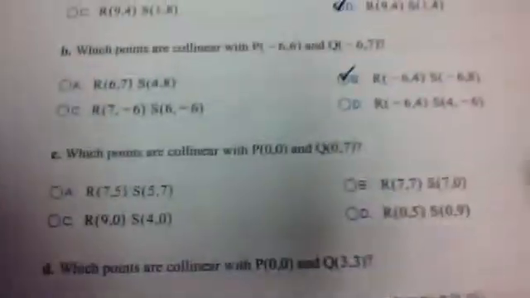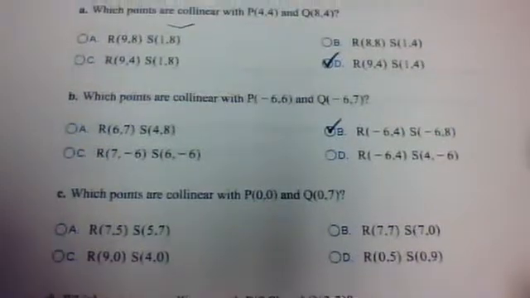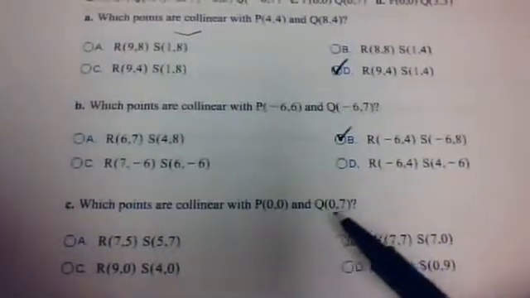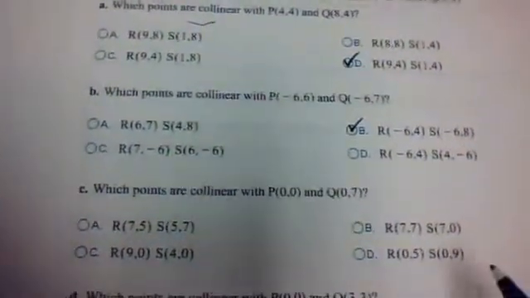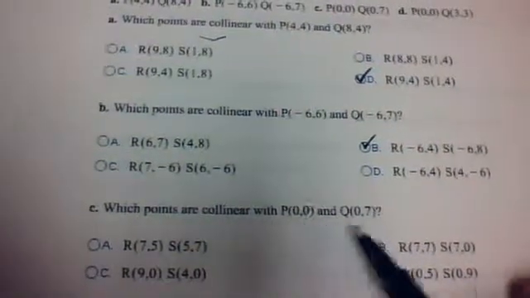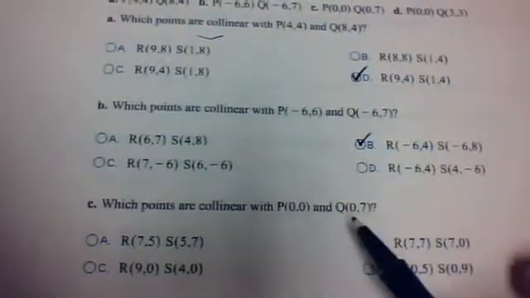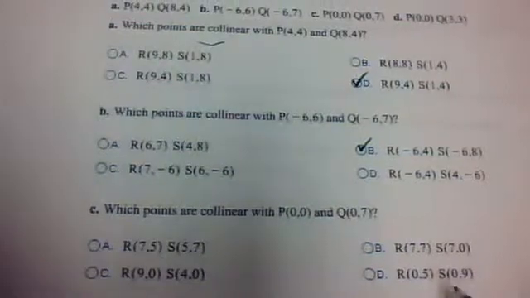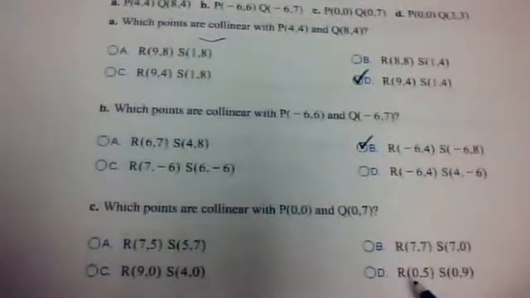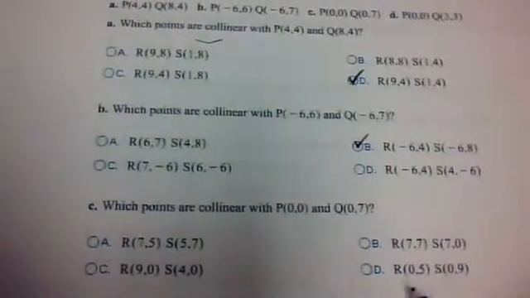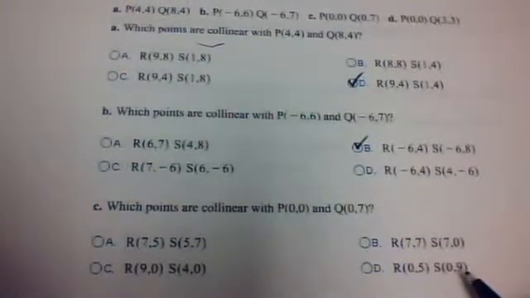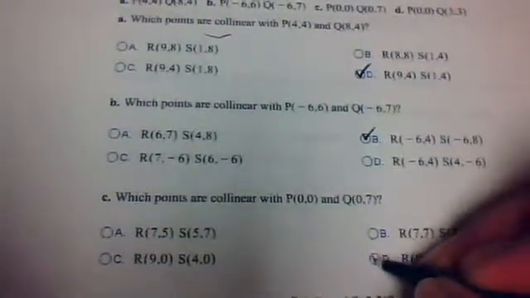And then part C: which points are collinear with P, which is 0, 0, and Q, which is 0, 7. The x coordinates are zeros for P and Q, so let's pick the ordered pairs that have 0 as the x coordinate. R and S will satisfy that, so here we'll say D.